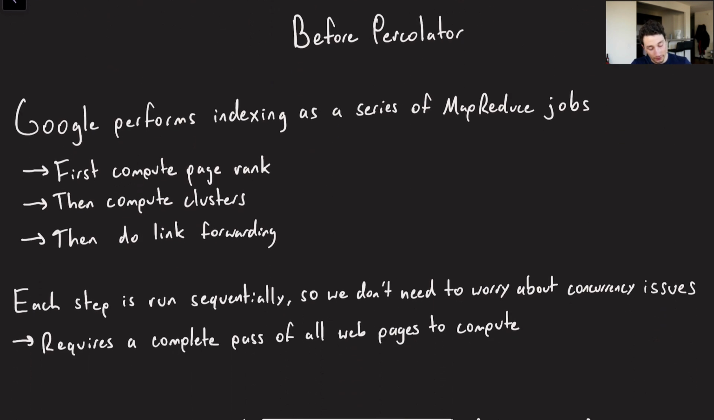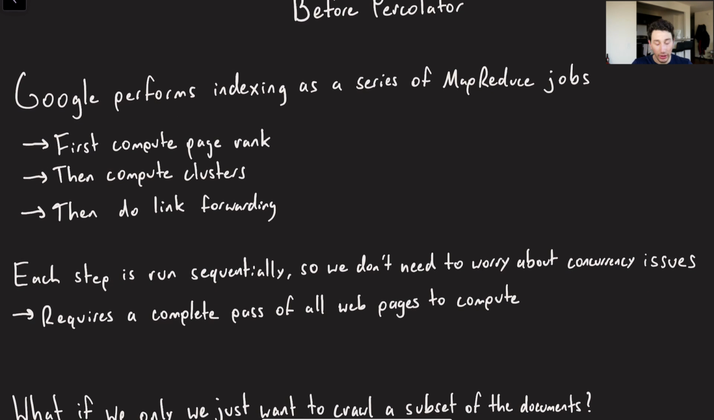Cool. So basically, let's talk about now what Google was doing before Percolator. Before Percolator came about, every single time that they wanted to add new documents to their index, they would basically have to run an entire MapReduce job that would crawl the existing repository of all documents in addition to the new ones that they're trying to crawl, right?